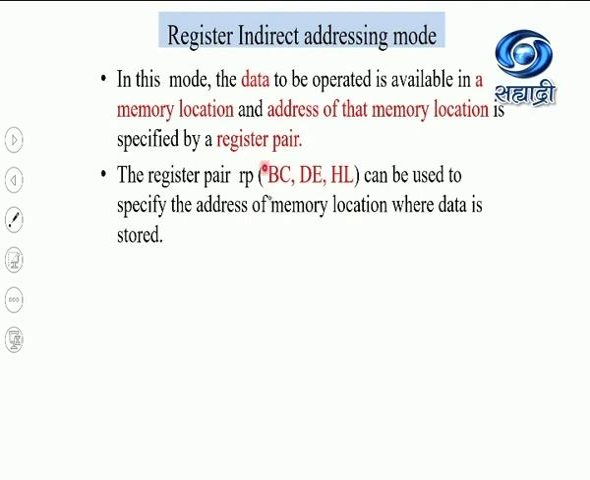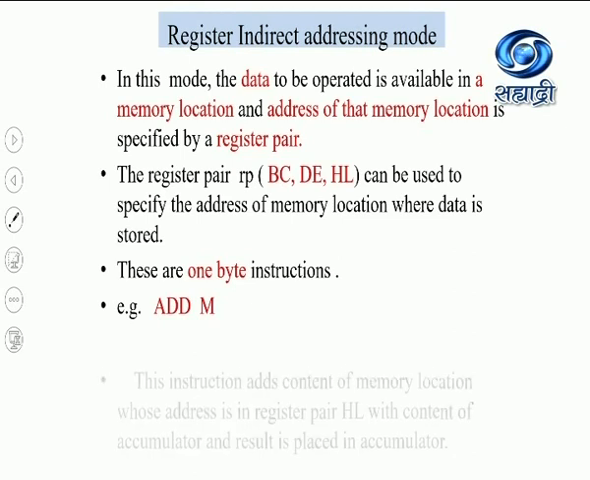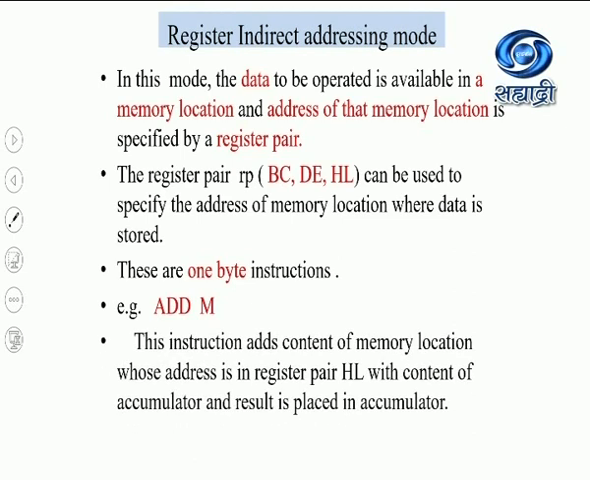Why do we need a register pair? Because the address of a particular memory location is 16-bit. Each register is 8-bit, so we require a register pair to store the 16-bit address of a memory location. These are 1-byte instructions. It means only the opcode for an instruction has to be stored in memory. For example, ADD M. This instruction adds the content of the memory location whose address is in register pair HL with the contents of the accumulator and the result is placed in the accumulator.